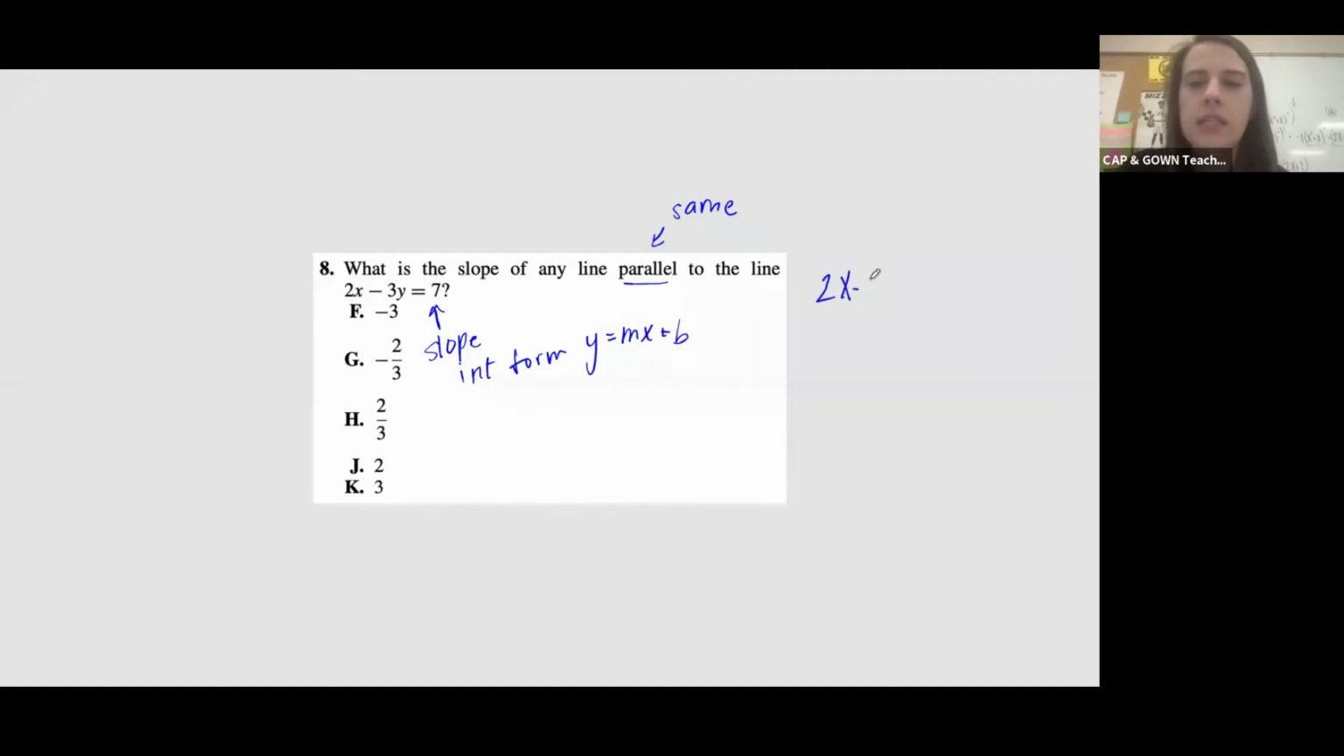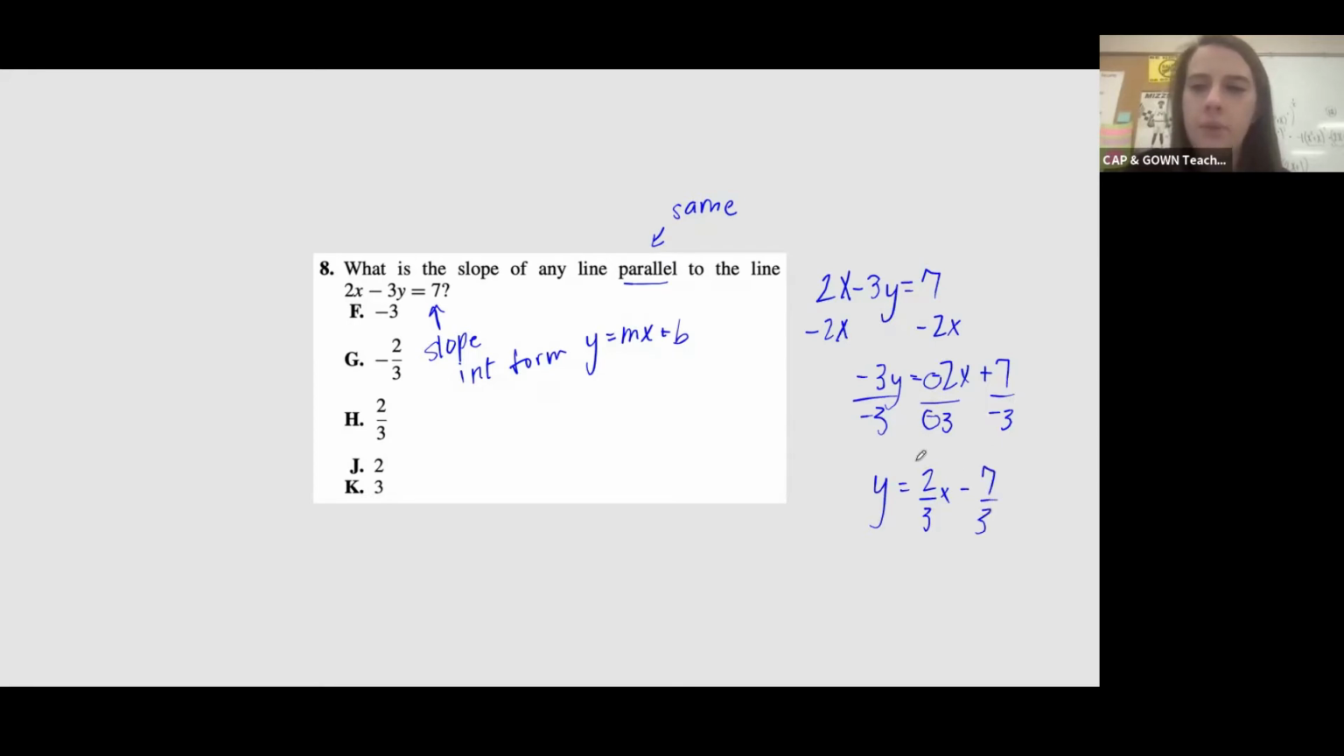So given 2x minus 3y equals 7, subtract. And then divide. And notice how those negatives right here cancel each other out and become positive. And I'm looking at my slope of my line given, and I know that the slope of any line parallel to this line has to be the exact same slope, which is going to be exactly 2/3.